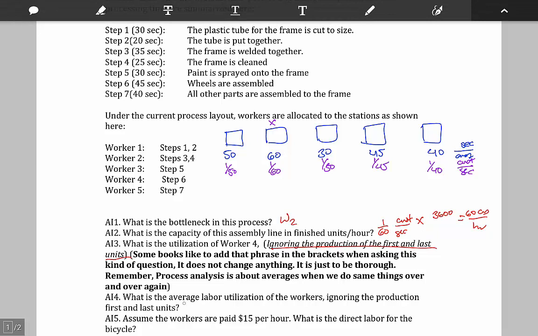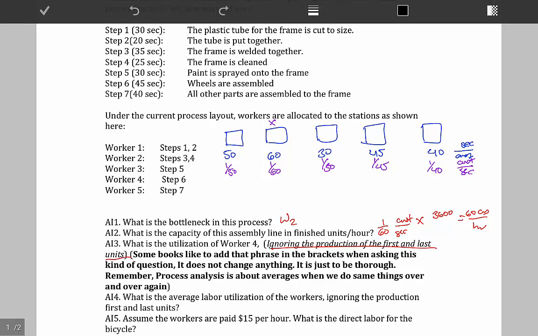Okay, the next question says, what is the utilization of worker 4? Well, the formula for utilization is flow rate divided by capacity. We know the flow rate is 1 over 60, and the capacity of the fourth worker is 1 over 45. That comes out to be 45 divided by 60, which is 75%.